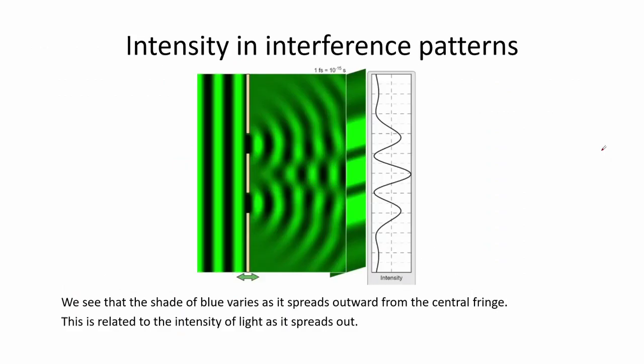Intensity in interference patterns. Here we see that aside from creating the fringes, the intensity of the fringes also varies. It varies in the sense that the fringes that are not in the middle have reduced intensities. In fact, when the fringes are much farther out, their intensities will be significantly reduced compared to the intensity positioned at the middle.